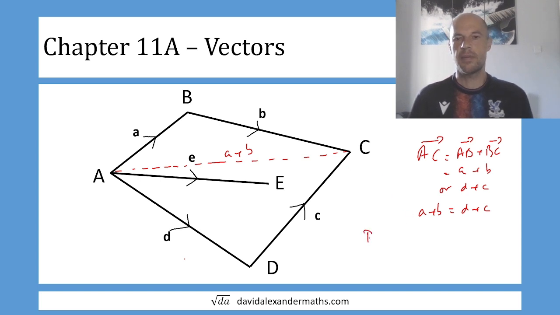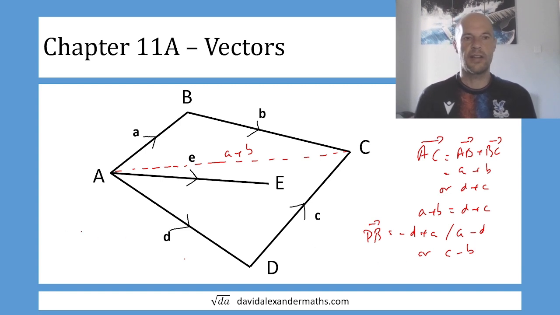Okay, how about let's say vector D to B. So to go from D to B, there's two options. I'm going backwards down the vector A to D, so that's going to be negative d, and then I'm taking A to B, so plus a. But I'd probably write that as a take away d, or of course I could do positive c minus b, or c take b. Okay, let's do one final one.